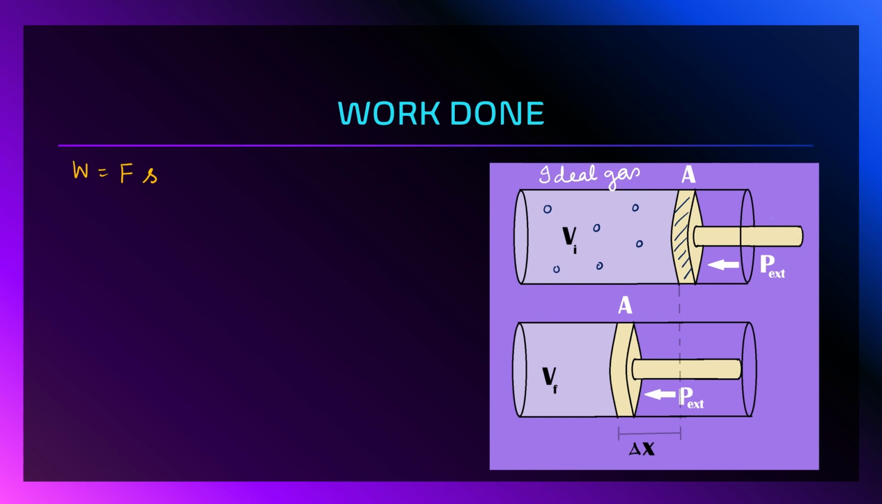Now how to write force in terms of pressure? So if the pressure applied by the gas on the piston is P, then if the area of cross section of the piston is A, where A is the area of cross section of the piston.